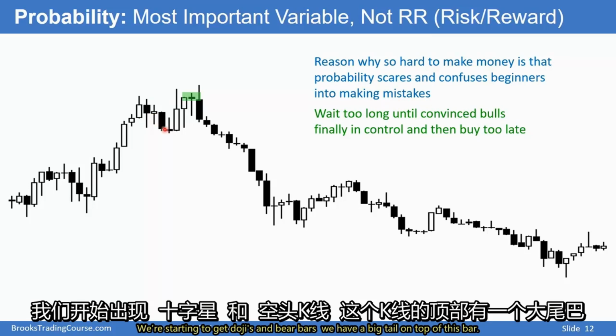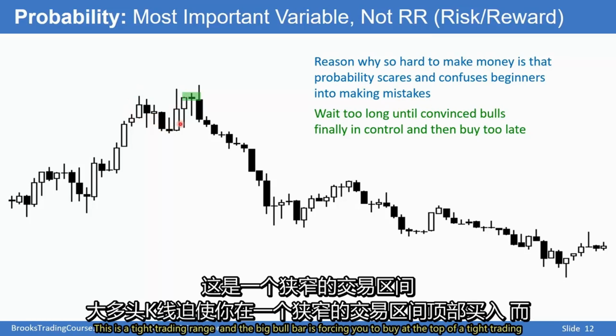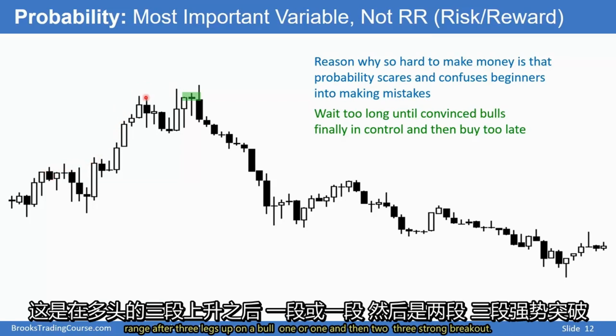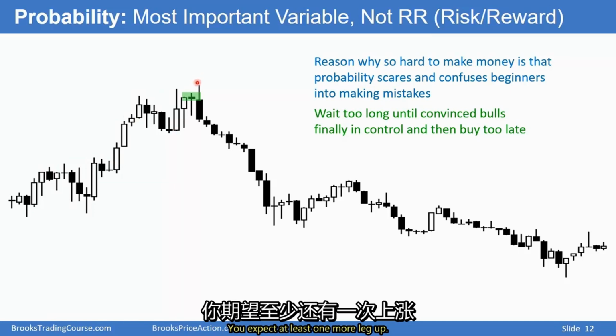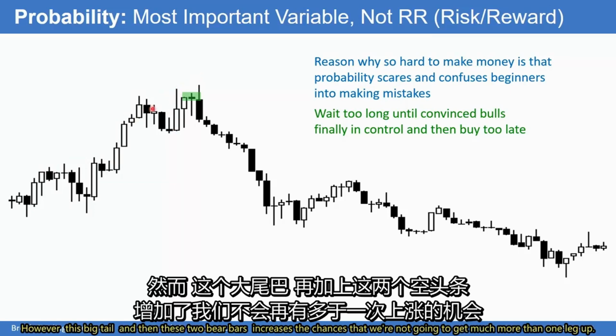We're starting to get dojis and bear bars. We have a big tail on the top of this bar. This is a tight trading range, and the big bull bar is forcing you to buy at the top of a tight trading range after 3 legs up on a bull. 1, and then 2, 3. Strong breakout, you expect at least 1 more leg up. However, this big tail and then these 2 bear bars, it increases the chances that we're not going to get much more than 1 leg up.